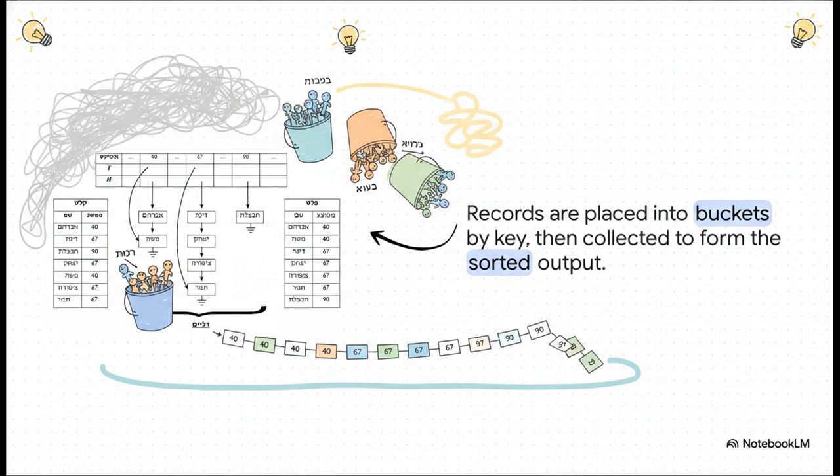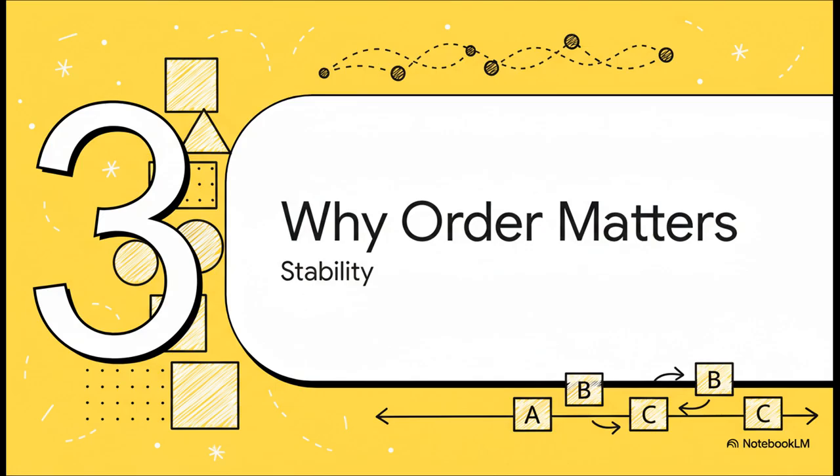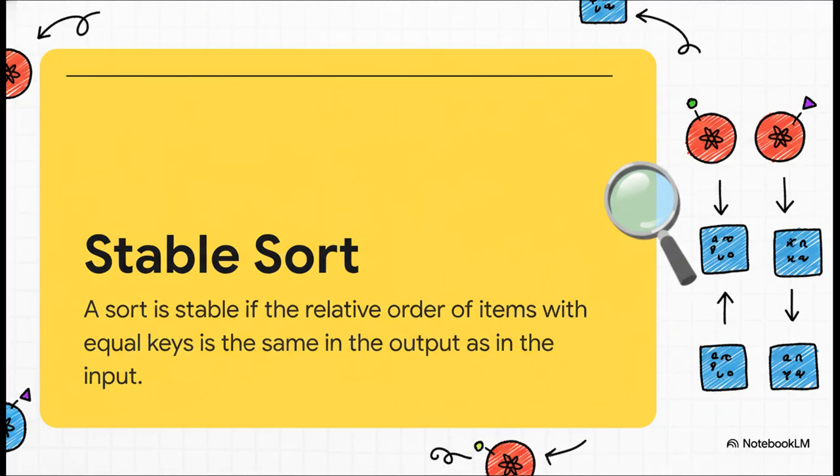Simple as that. All right, now we're about to get into something that might seem like a small detail, but trust me, it is everything. It's a concept that acts like a secret ingredient, unlocking even more powerful ways to sort. It's called stability. So what on earth is a stable sort? It's actually a really simple promise.